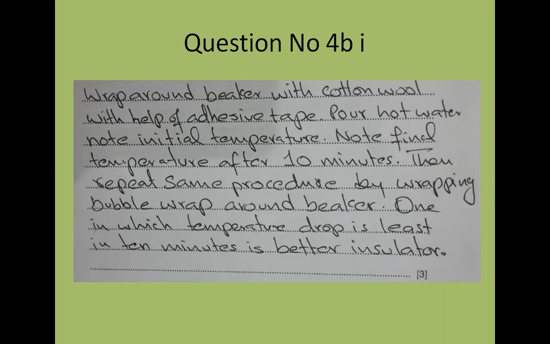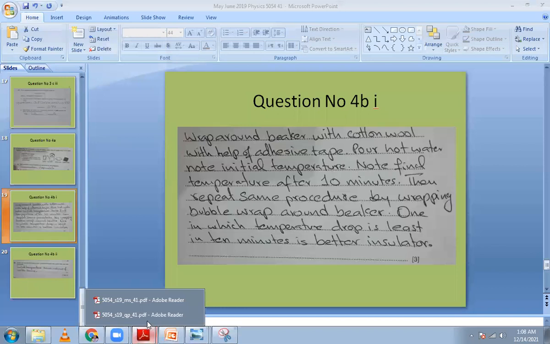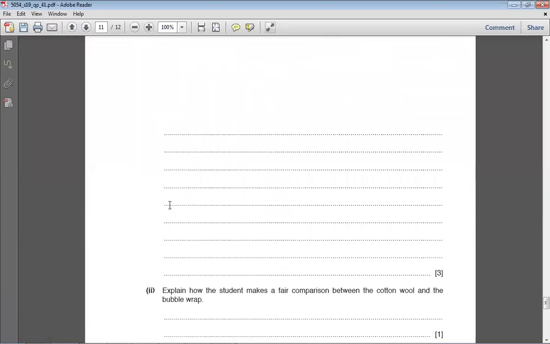So let me read my answer. I wrap cotton wool around the beaker with the help of adhesive tape, pour hot water, note the initial temperature, and note the final temperature after 10 minutes. Then repeat the same procedure by wrapping bubble wrap around the beaker. The one in which the temperature drop in 10 minutes is least is the better insulator. One thing I think I missed here is that the temperature drop is equal to the initial temperature minus the final temperature, because the initial temperature will be higher. Okay, so that is question number 4B and its first part. This was a 3-mark question.